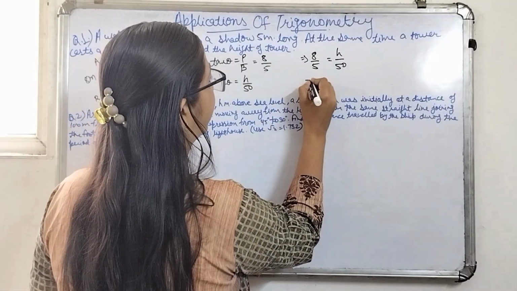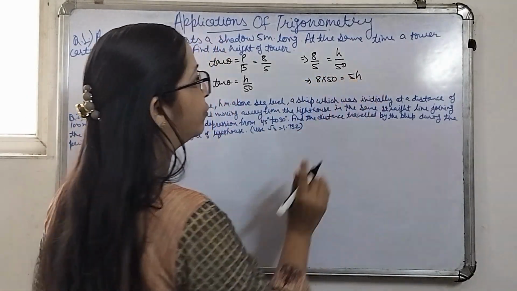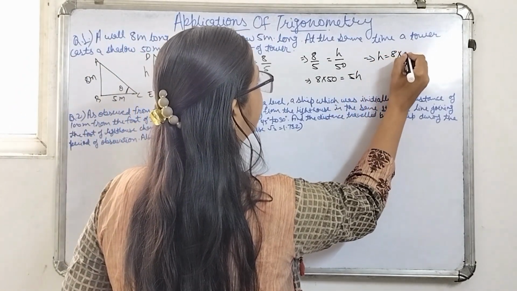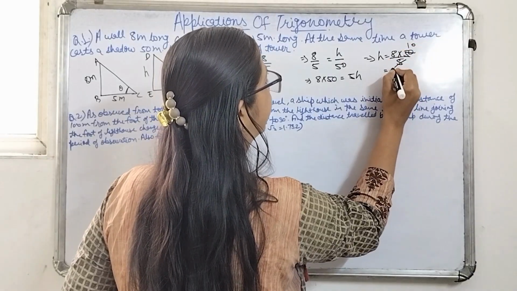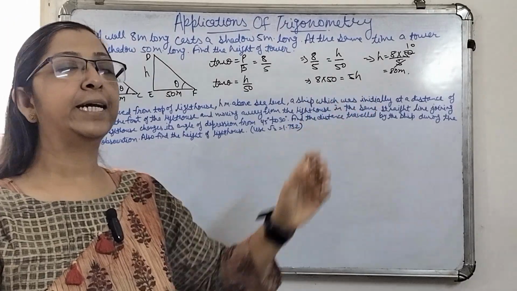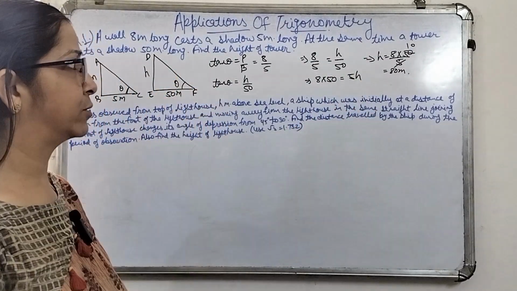If we will cross multiply it, 8 multiplied by 50 is equivalent to 5 times H. Or we can say H is equivalent to 8 multiplied by 50 over 5, that is 80 meters. That simply means the height of the tower will be 80 meters. This type of questions comes in the objective question, that is for 1 mark only.